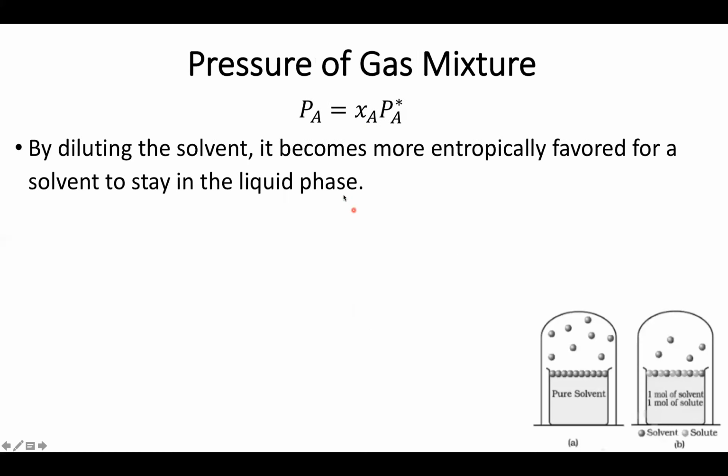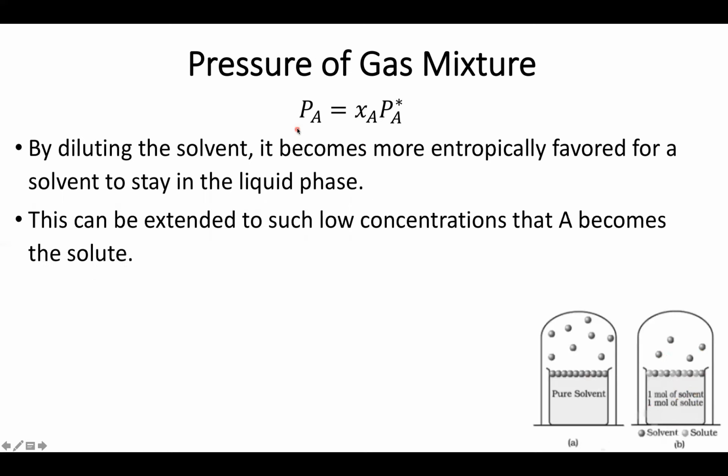So what we're seeing is that as I end up adding more solute, my solvent will decrease in concentration, the mole fraction will go down, and what ends up happening is it becomes more entropically favored for the solvent to stay in the liquid phase, because remember, the entire reason the solvent is evaporating is because it's entropically favored. As I make my solution more disordered, there's less to gain by evaporating. So what ends up happening is we're going to see a decrease of concentration in the vapor phase, again represented by vapor pressure.